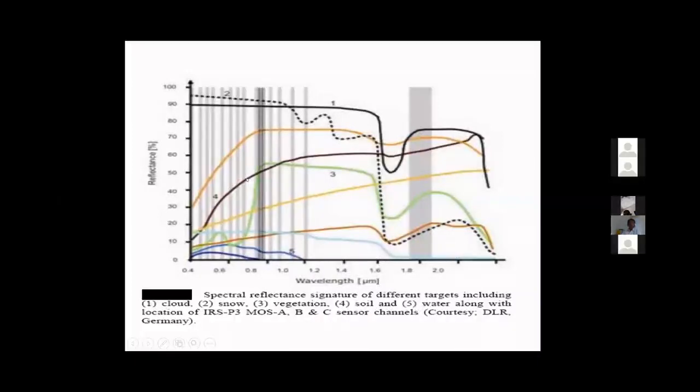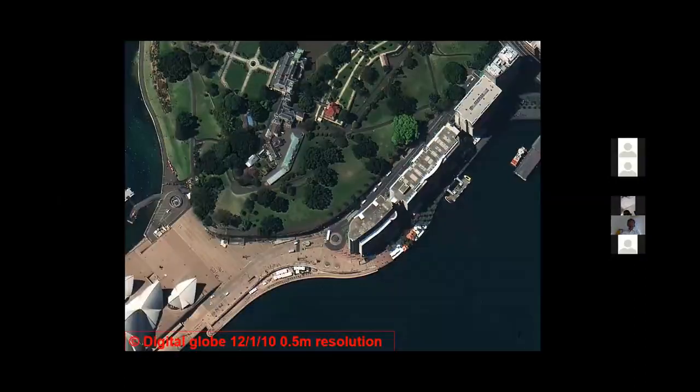Say, for example, a black cotton soil, or a green color indicates the vegetation. And in vegetation, you have several thousand vegetation curves for different vegetation types and so on. So this is the spectral curve, and this is the base for studying. And if you are expert in this spectral curve, then you will be certainly an expert in visible and digital analysis. Then this is a digital globe image with 0.5 meter resolution or 50 centimeter resolution.